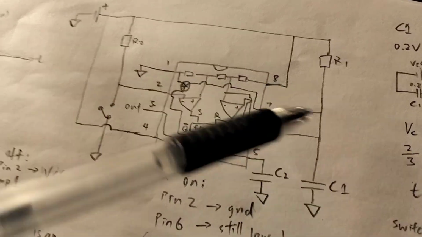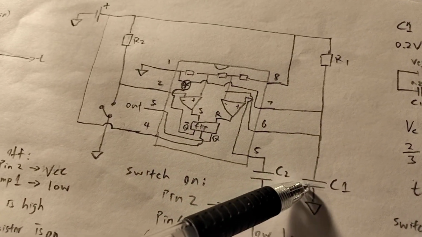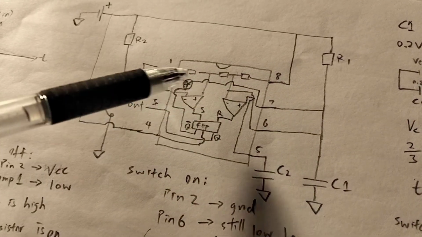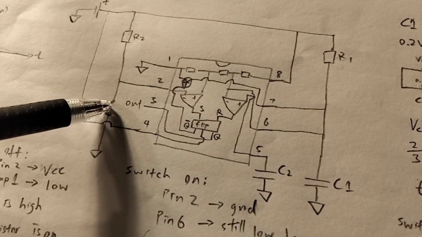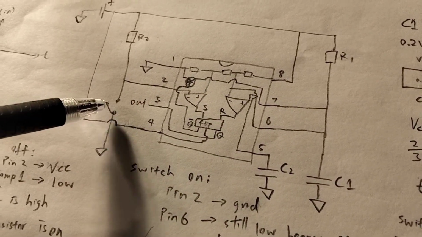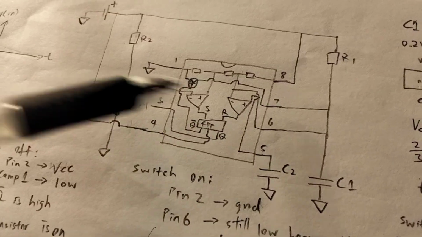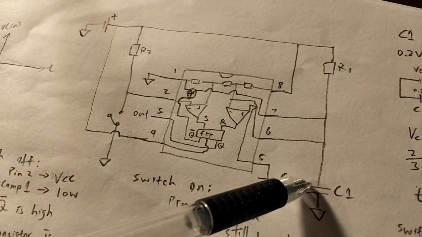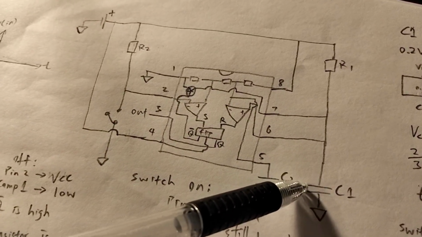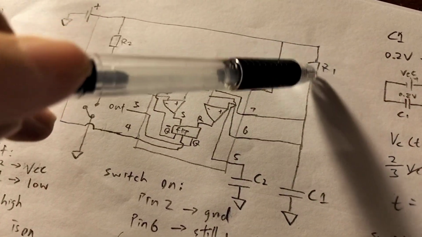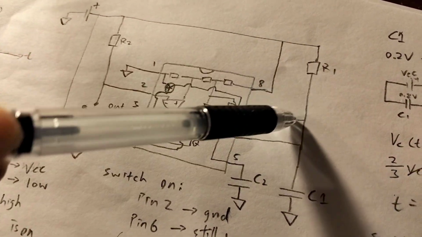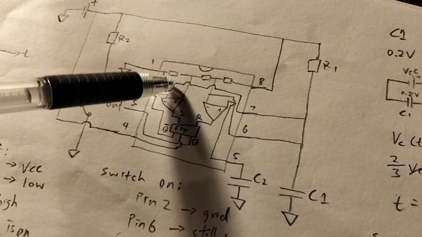Why? Because there's a capacitor C1. What happens when the transistor turns off immediately as we turn on this switch is that this capacitor is going to become basically a current sink to the current that usually was flowing through the transistor.